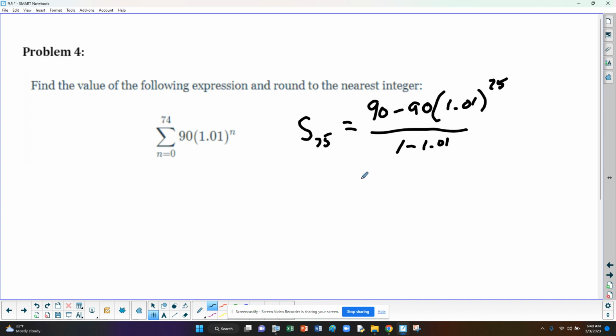And we get about 9,982, and it says round to the nearest integer, so we'll just leave it as that. So adding up those 75 terms, this one is not growing very fast. It's only growing by 100th each term. So we'd just be adding basically a bunch of 90s together, and we'd get 9,982.